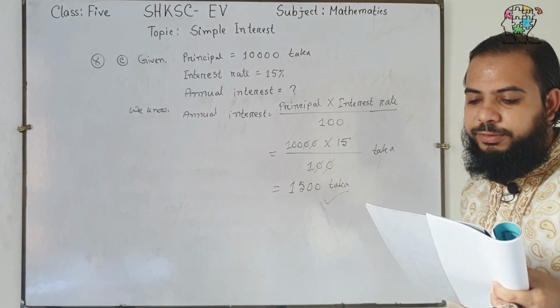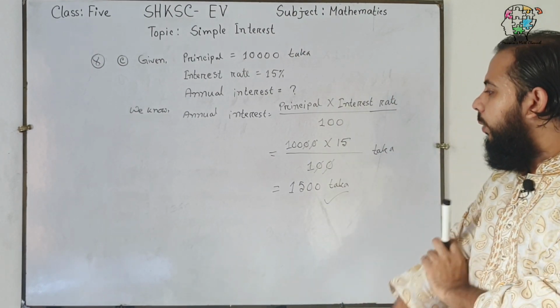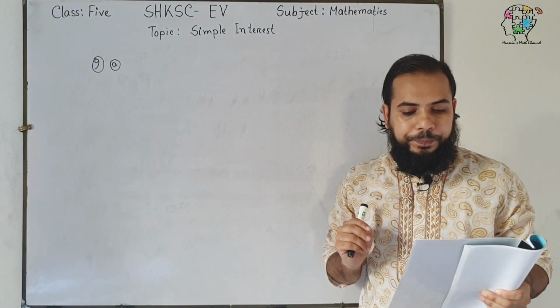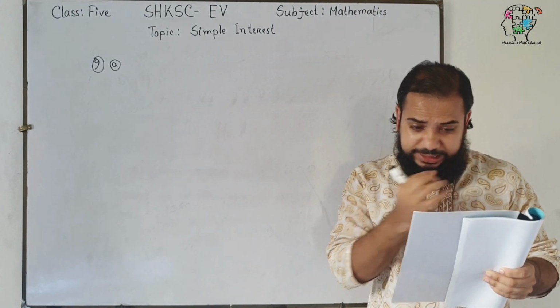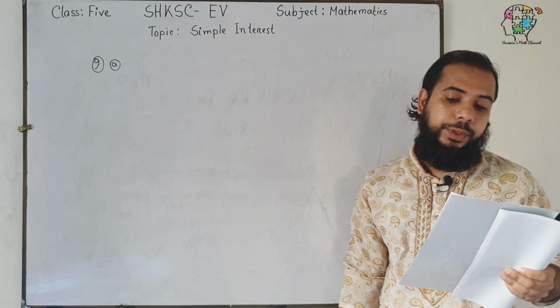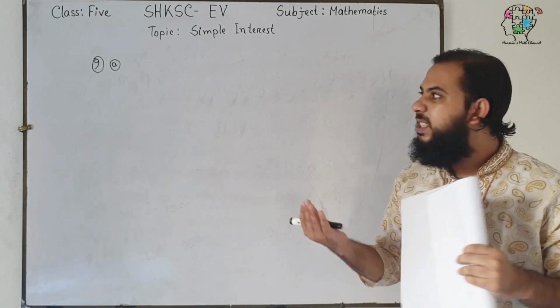I hope you understand very well. Now we move on to our next question, question number 9. At first we read the question. Siratul borrowed 3,000 taka from a bank and paid back 3,300 taka after a year. That means principal is given.